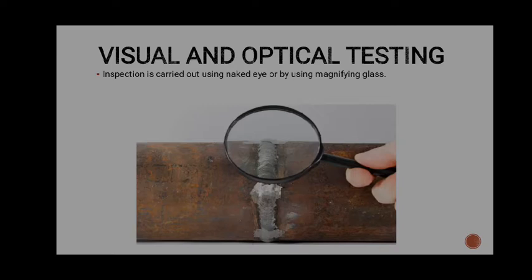Visual and optical testing. This method involves visually checking the workpiece for surface defects, geometrical errors, etc. Inspection is carried out using naked eye or by using magnifying glass. Instruments like steel rule, screw gauge, vernier caliper, etc. can be used. Corrosion, misalignment of parts, physical damage, cracks are just some of the discontinuities that may be detected by using visual inspection or visual testing.